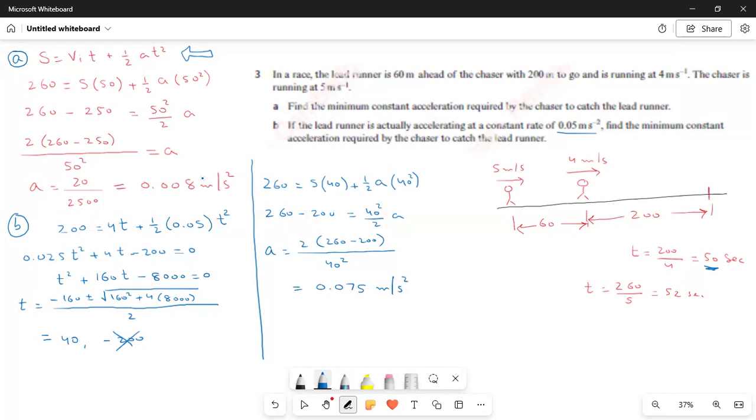So first, if the leader is not accelerating, then he will reach the end in 50 seconds. The chaser has 50 seconds to go, so he needs an acceleration of only 0.008. But if the leader is accelerating as well, the time we have is less, not 50, but only 40 seconds. And in 40 seconds, the chaser needs a larger acceleration, and that's going to be 0.075. I hope this is interesting and you enjoyed this question.